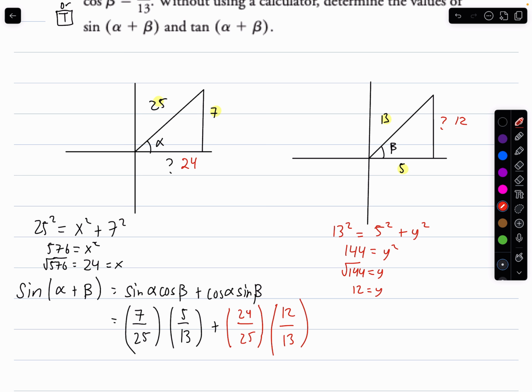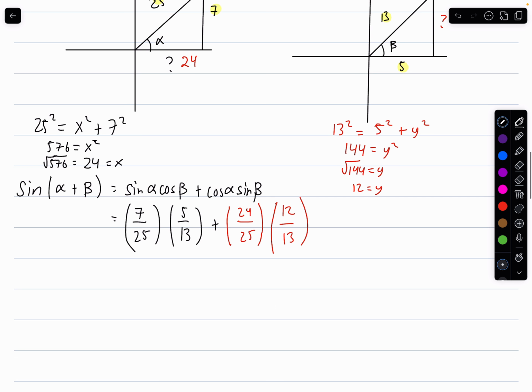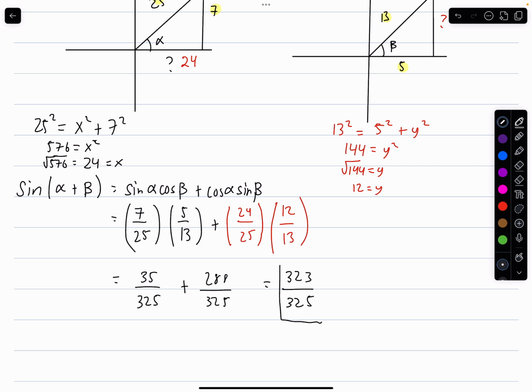And then from here, we're just going to cook it up in the blender and just use our calculator. So 7 times 5, we got 35 over 325. And then we got 288 over 325. So we end up with 323 over 325. And this ends up being our answer.